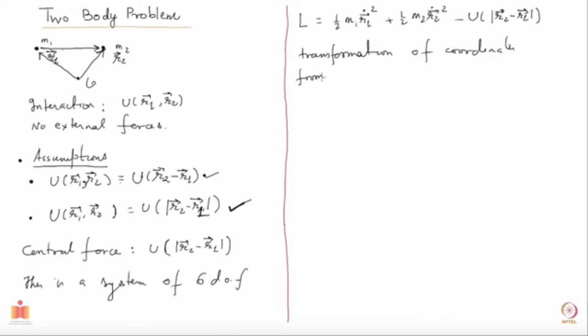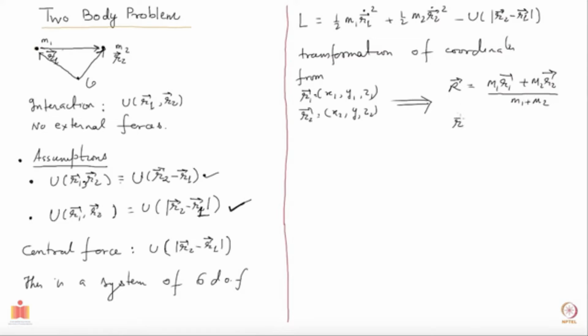from r1, which is x1, y1 and z1, and r2, which is x2, y2 and z2, and from this I want to go to capital R, by which I denote the center of mass, m1 r1 plus m2 r2 over the total mass of this system, which is m1 plus m2, and small r, which is r2 minus r1. So I go from these 6, 1, 2, 3, 4, 5, 6, to these 6, because capital R is a 3-vector, so it has 3 components, and small r is also a 3-vector, it has 3 components. So I've gone from 6 to 6, and let's see why this will be very useful.